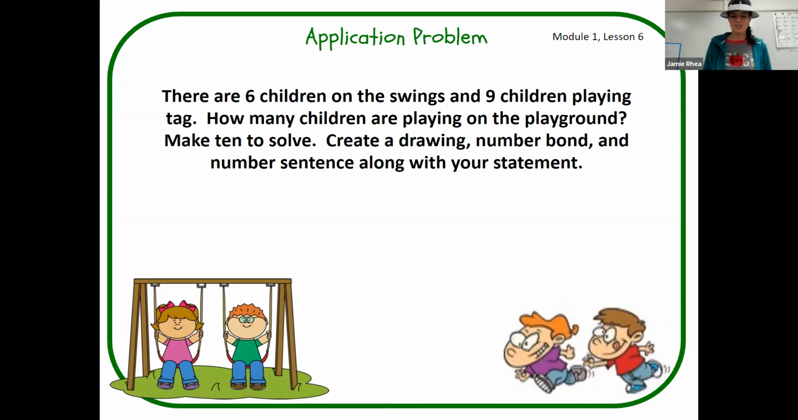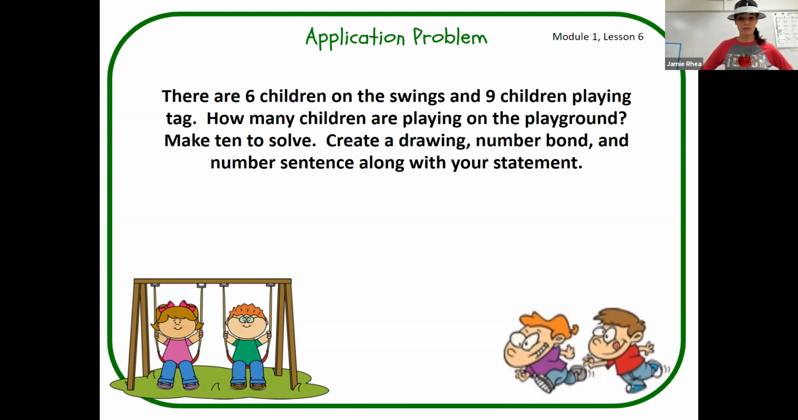There are 6 children on the swings and 9 children playing tag. How many children are playing on the playground? Make 10 to solve. Create a drawing, number bond, and number sentence along with your statement.